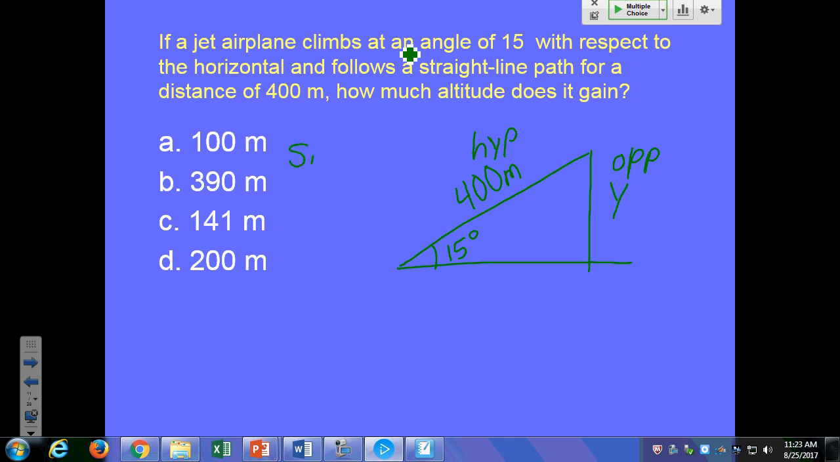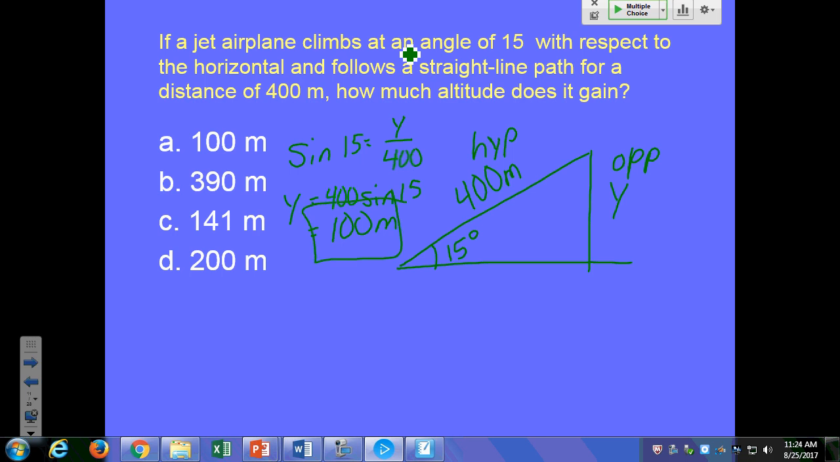So I say that the sine of 15 degrees equals y over 400. And so then I solve for y, I cross multiply, or multiply both sides by 400, however you want to look at that. 400 sine of 15. And what did y'all put? What is that? Was it 141? Oh, it's 100. Okay. Is that right? That's what y'all put. Yeah, so 100 meters is the answer.